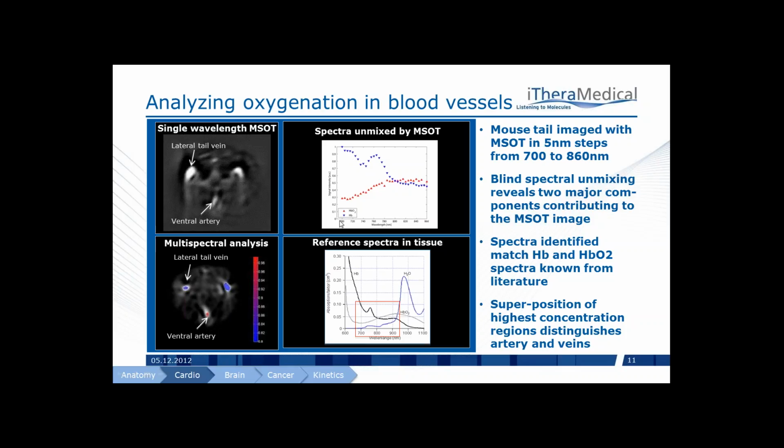The print is kind of small, but the axis here is wavelength from 700 to 860 nanometers, and then on the y-axis we have optoacoustic absorption. And then in red is depicted the signals from oxyhemoglobin. And for comparison, we have these spectra that are available from the literature that match perfectly with the empirically measured optoacoustic spectra. We can then overlay the multispectral information onto the single wavelength image and see that the lateral tail veins on either side of the tail have a lower oxygenation compared to the ventral artery at the 6 o'clock position.